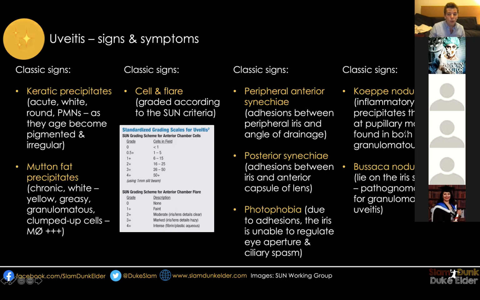And then if there are inflammatory cells that still lie dormant within the eye, they might actually embed themselves in the iris and form these nodules. Koeppe nodules are precipitates that lie at the pupillary margin, so they're quite close to the pupillary margin, whereas Busacca nodules tend to be all over the iris surface and less pupillary. These are more pathognomonic for granulomatous uveitis, so TB in origin, sarcoidosis in origin, okay?